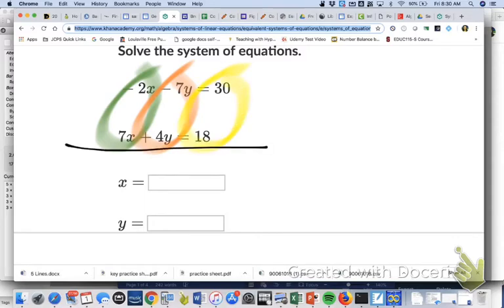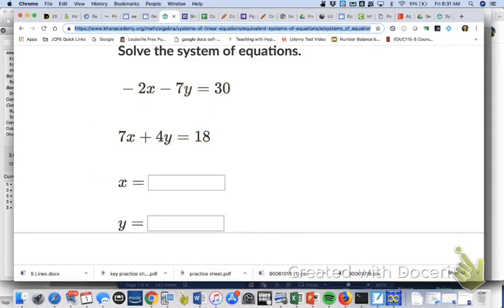But here's the problem if we go to combine those like terms and try to use elimination. Negative 2x plus 7x is going to give us 5x. Negative 7y plus 4y is going to give us minus 3y. And 30 plus 18 is going to give us 48. So we combined all those like terms and nothing canceled out, nothing eliminated. That means we're going to have to make an adjustment to one of the equations, right?